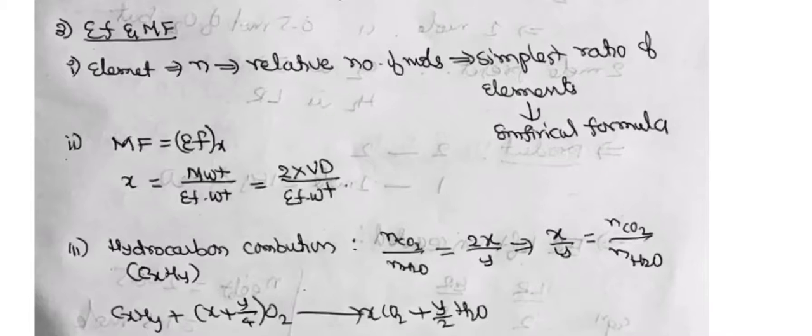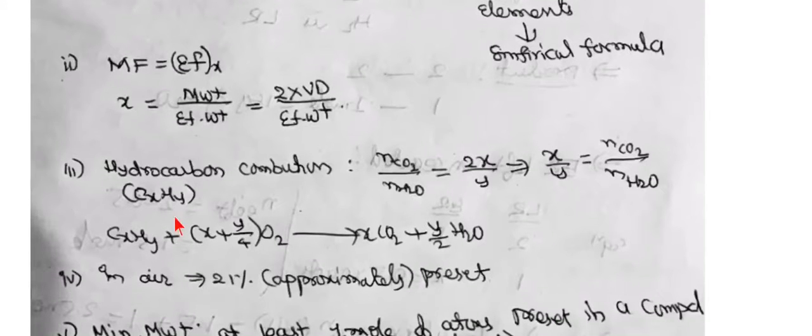Once you get the empirical formula, we can find the molecular formula by using the formula: molecular formula is equal to empirical formula into x. x is molecular weight by empirical formula weight, or, if vapor density is given, 2 into vapor density by empirical formula weight.